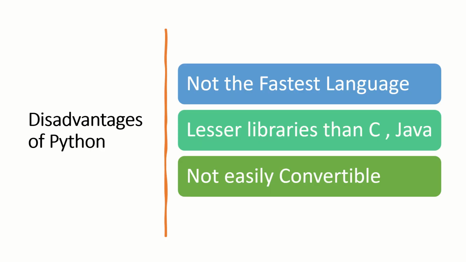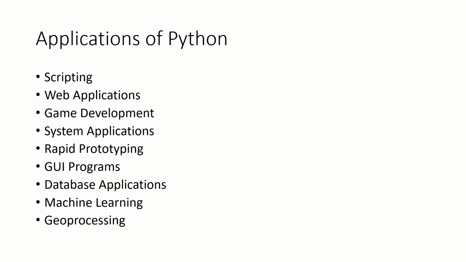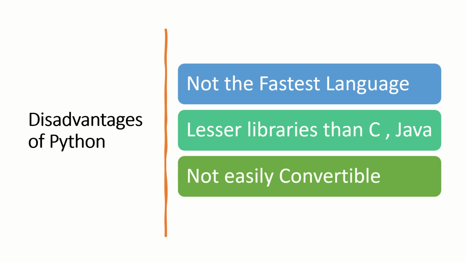Now, although Python is a very powerful yet simple language with so many advantages which I have discussed earlier, still it is not the perfect programming language. There are some areas where Python does not offer much or is not that capable. So Python is not a perfect programming language.